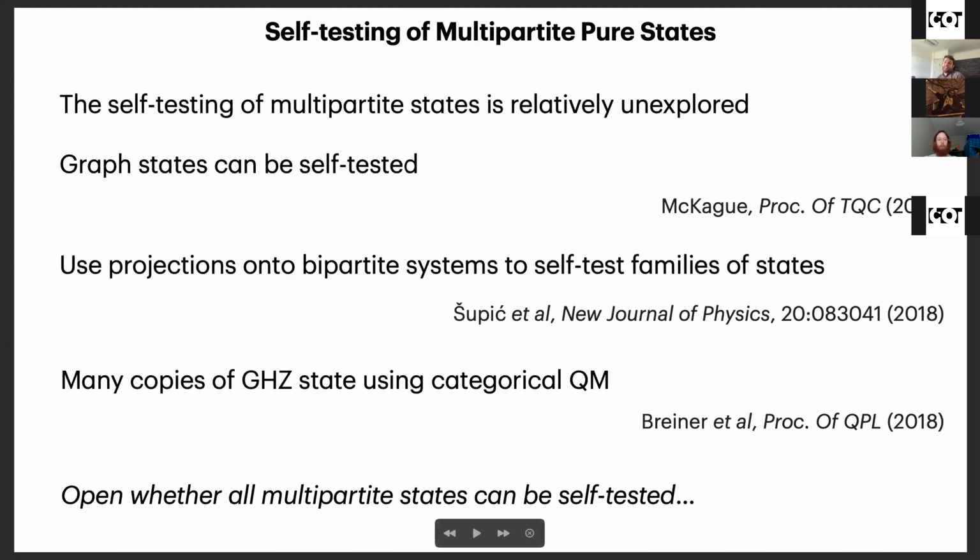And previously at QPL, I guess 3 years ago now, there was this nice result by Breiner et al., where they self-tested many copies of a GHZ state between 3 parties. And a lot of their reasoning used categorical QM. So there are these nice general results that cover certain families of states, but it's still open whether all multipartite states can be self-tested in this scenario that I just described.